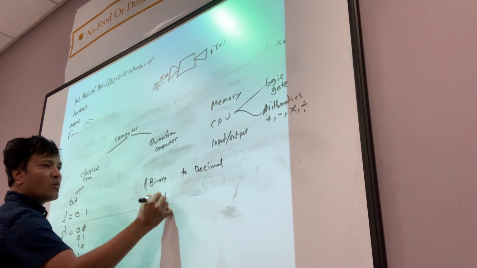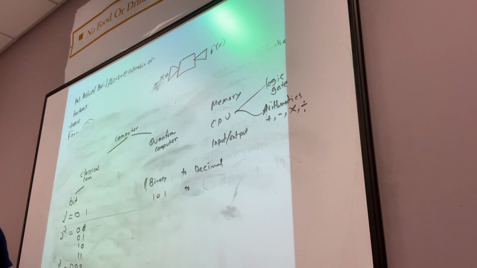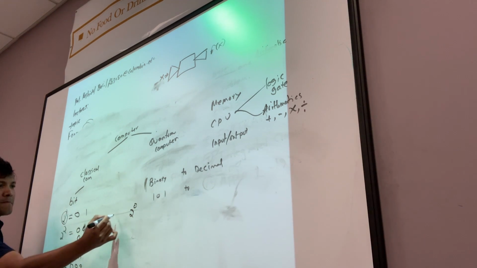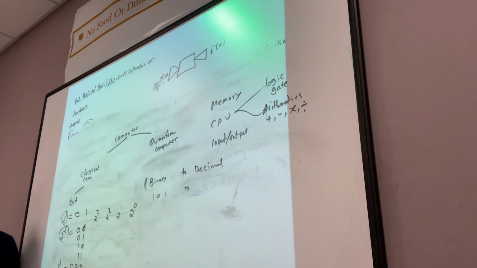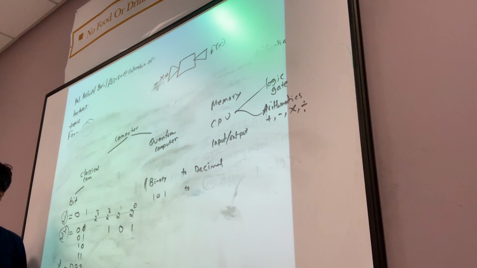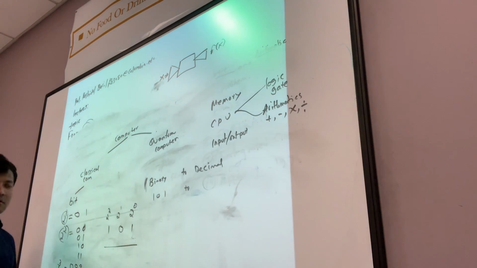Convert the binary 101 to decimal. Go ahead. How can we do that? We write 2 to 0, 2 to 1, 2 to 2, 2 to 3, and so on. We write 1, 0, 1. We don't have any more, so we don't need to use that. Okay, now we're going to come over here.